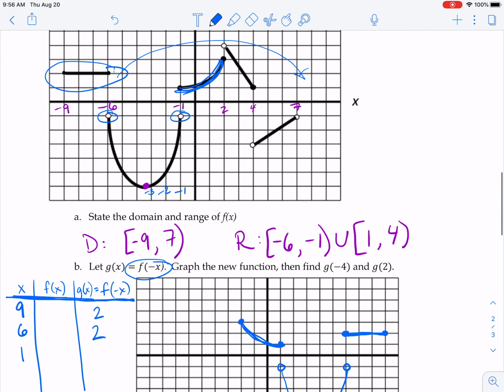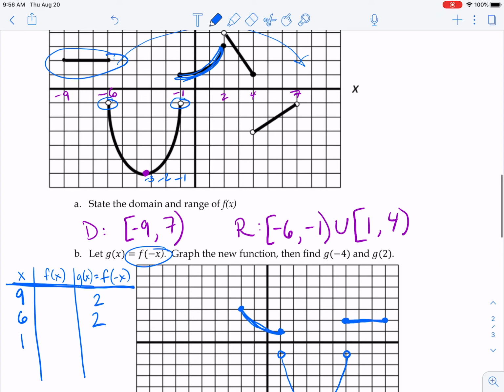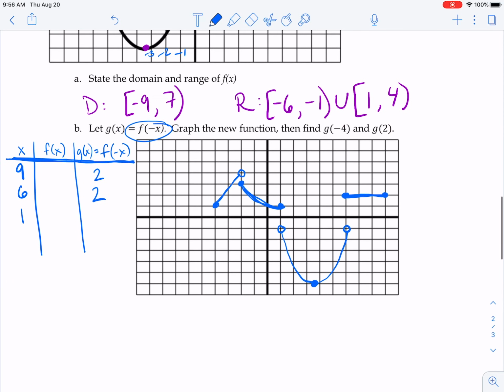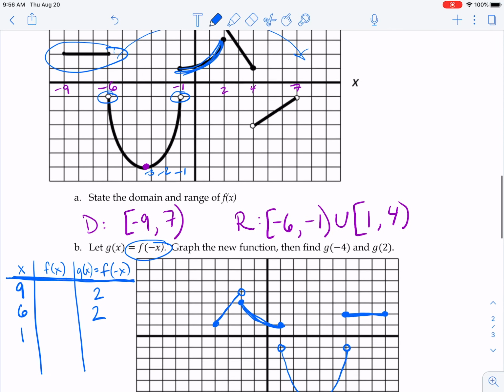And then I have the next one from 2. We have an open circle here, and then we have a closed circle at -4, 1. Okay, so each of these pieces are getting reflected. I'm going to skip that last one, but you have the right idea.